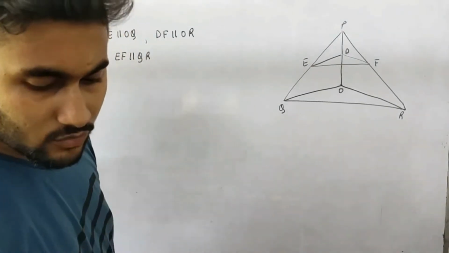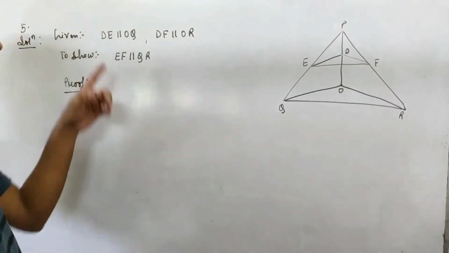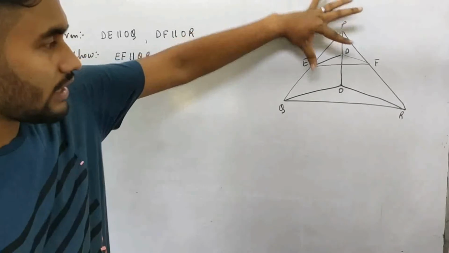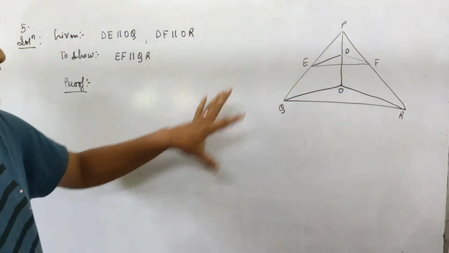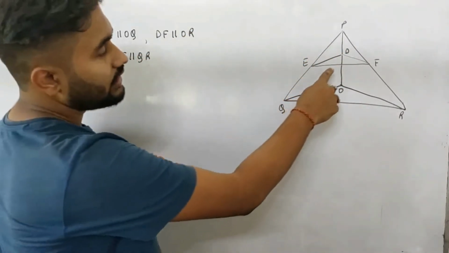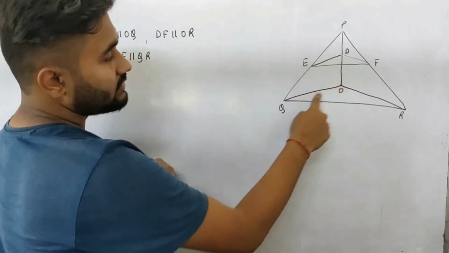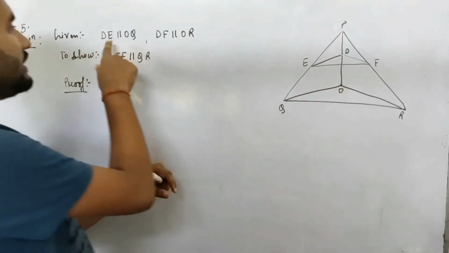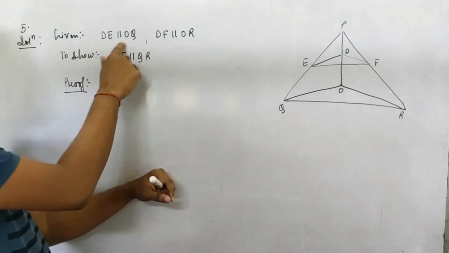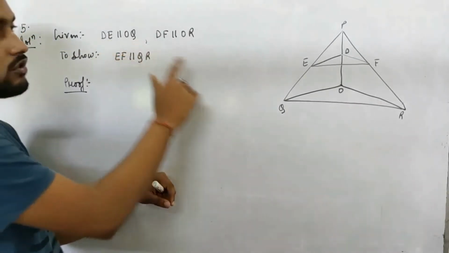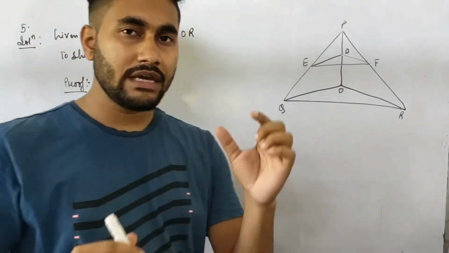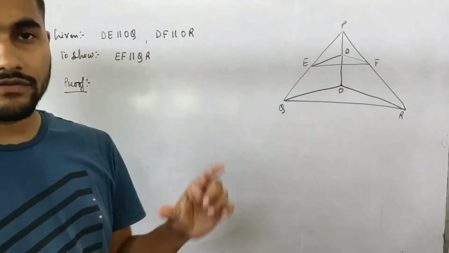DE is parallel to OQ. Find the triangle. This is DE and this is OQ. I am not going to draw any separate diagram. This time try to find it in this diagram only. Which is longer, DE or OQ? OQ is longer. So OQ will be a part of the triangle, a side of that triangle.